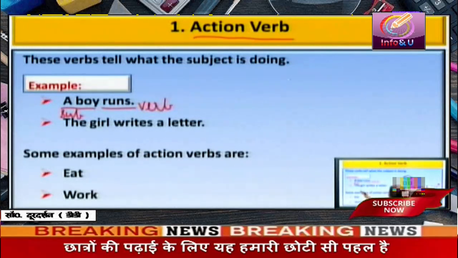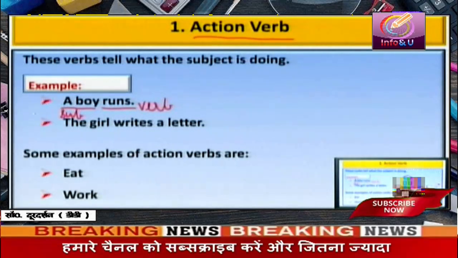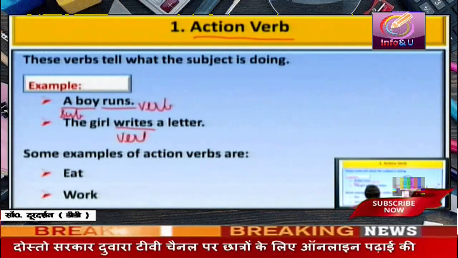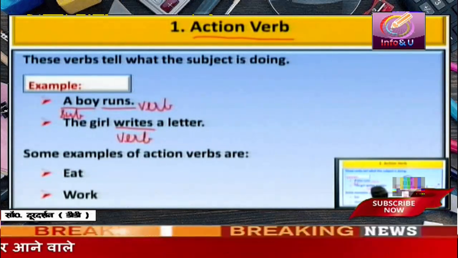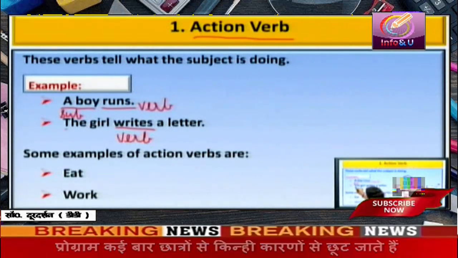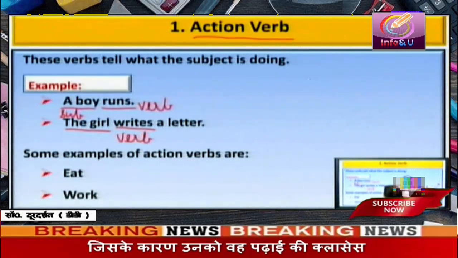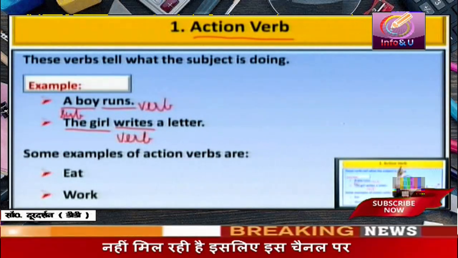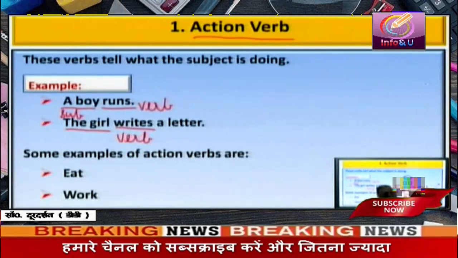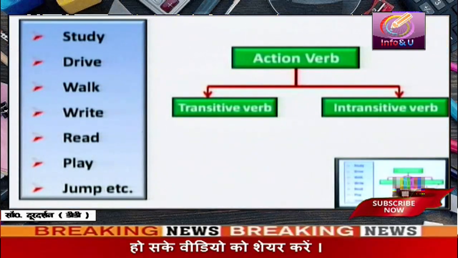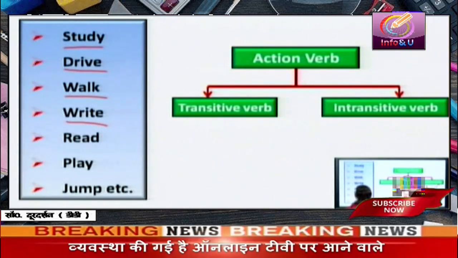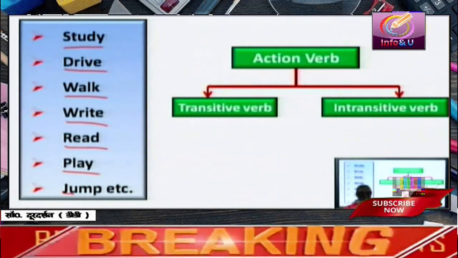Next sentence, the girl writes a letter. In this sentence, writes is verb because this word shows action or work done by the girl. So, writes is action verb. Some examples of action verbs are eat, work, study, drive, walk, write, read, play, jump, etc.